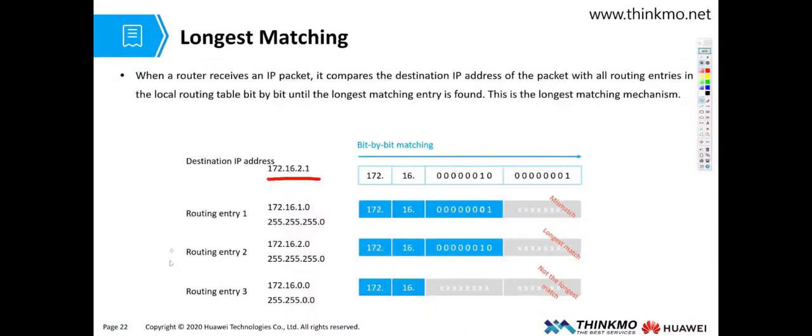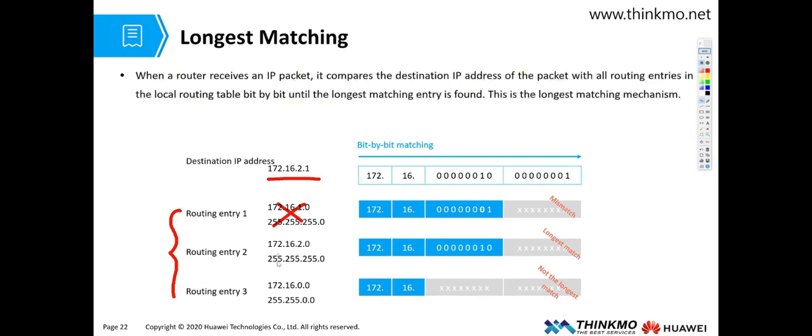I will choose the longest mask in my routing entries that best matches mine. For example, here, my IP address is 172.16.2.1. First of all, it does not belong to our 172.16.1.0 network segment. So this is passed. Besides this, we see that it belongs to the 2.0 network segment. And here it also belongs to the 172.16.0.0/16 network segment.